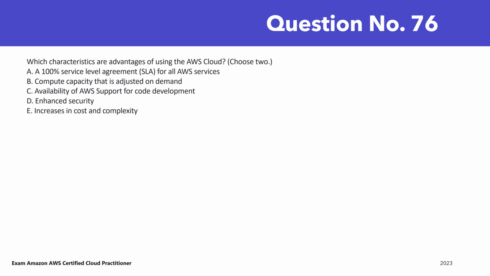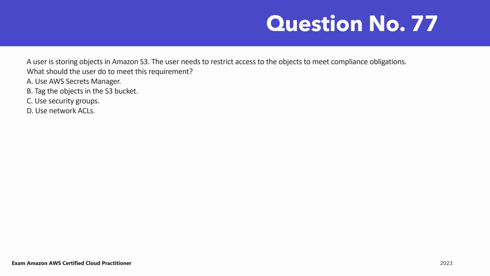Which are characteristics or advantages of using the AWS Cloud? Choose 2. A. 100% Service Level Agreement, SLA, for all AWS services. B. Compute capacity that is adjusted on demand. C. Availability of AWS support for code development. D. Enhanced security. E. Increases in cost and complexity. Correct answer, B, D.